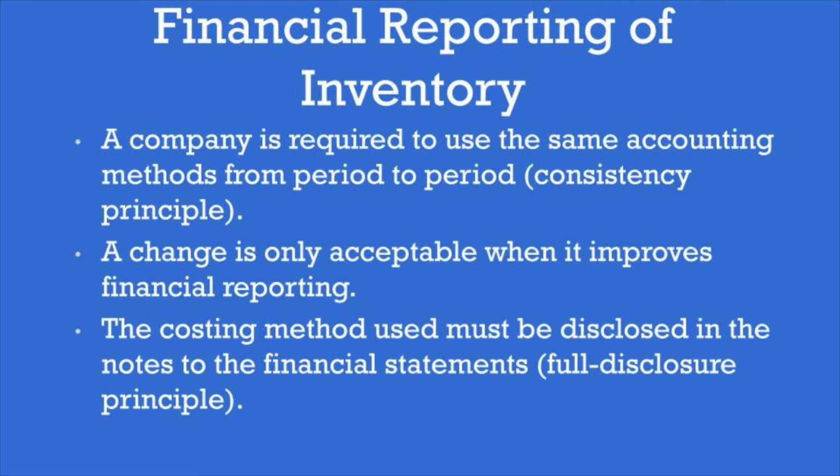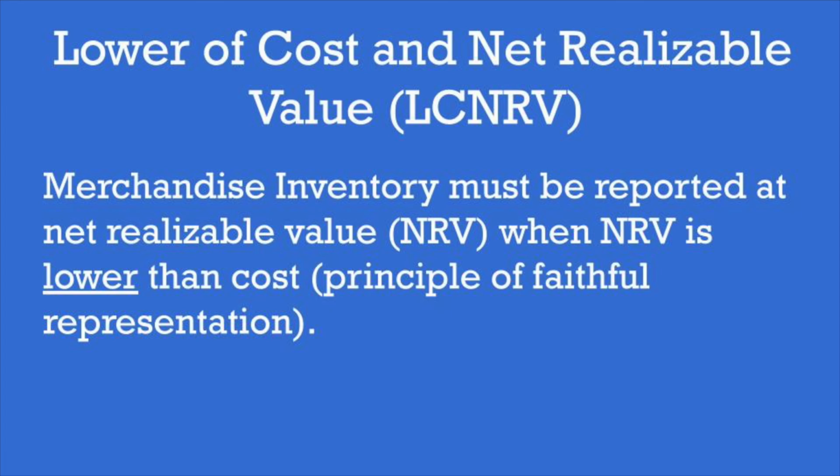So for the purposes of reporting, a company is required to use the same accounting methods from period to period. And that gives consistency, and that follows the consistency principle. A change is only acceptable when it improves the financial reporting method. You need to be able to prove to the authorities, Revenue Canada, for example, that this is going to be helpful, and the costing method used must be disclosed in the notes to the financial statements in order to ensure that readers have a clear knowledge of the method that's used. As we noted earlier, in order to be transparent and clear in our accounting statements, merchandise inventory must be reported at what it can be sold for.